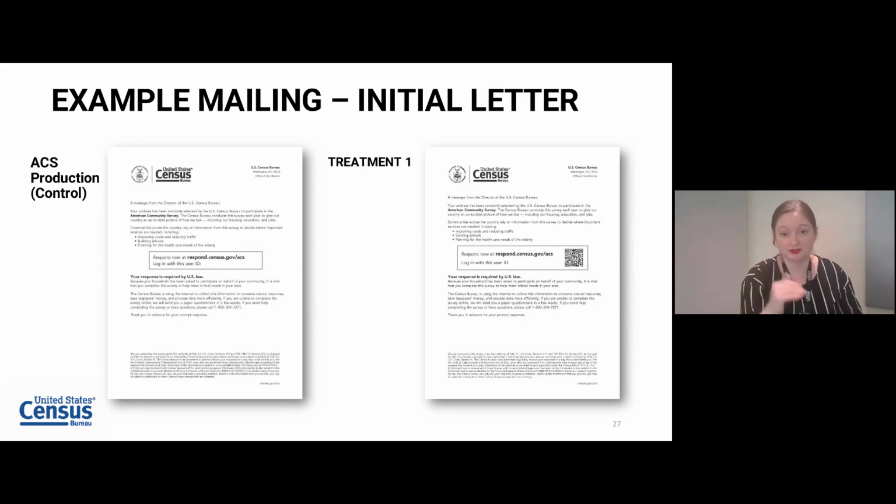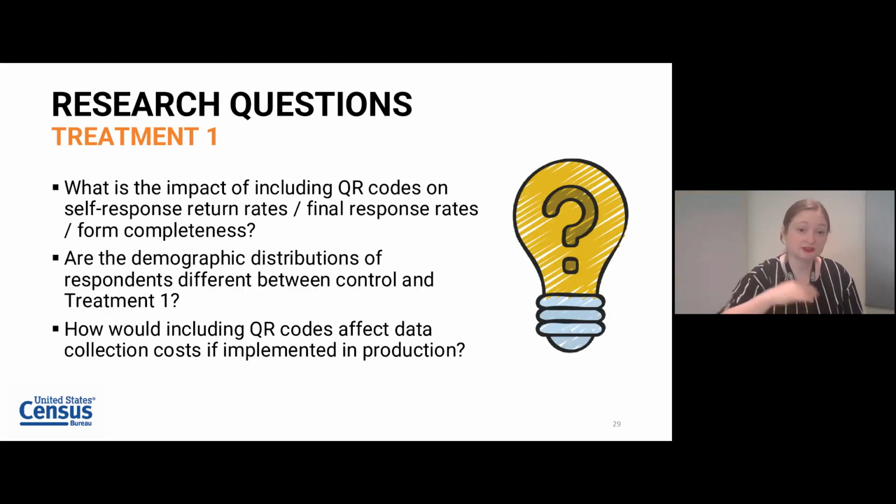So this is treatment 1, which means it's just changing, putting in the QR code. We're not changing any of the messaging here, but you can see it looks a little different. So our research questions. For the QR code, we want to see what it does. Does it improve self-response? Does it improve the final response rates? Does it improve how much people actually fill out the ACS? Are there demographic differences for who does that?